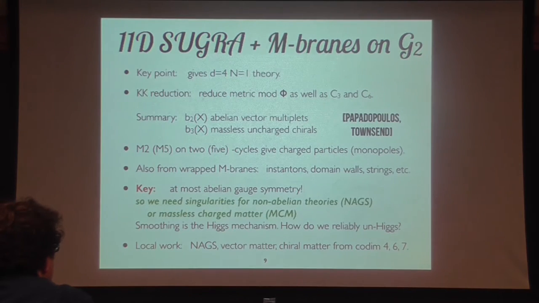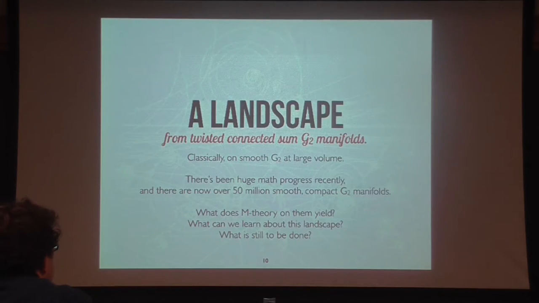So smoothing this singular limit is the Higgs mechanism, and so the reverse question is how do we reliably un-Higgs? There's lots of local work that's very interesting. The basic story is that non-abelian gauge symmetry, vector-like matter, and chiral matter arise from codimension 4, 6, and 7 singularities, respectively. Okay. So a landscape from twisted connected sum G2 manifolds. Any other questions on the background before I move on? That's just sort of the setup.